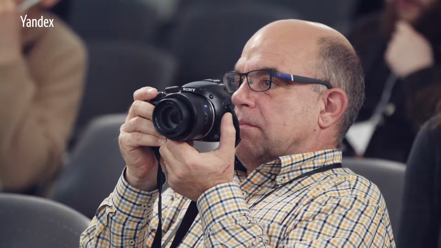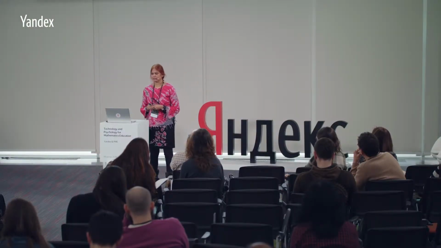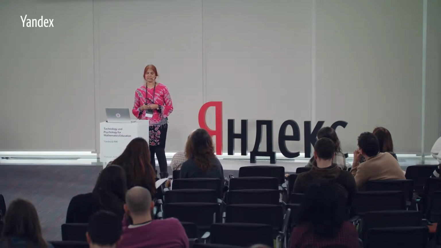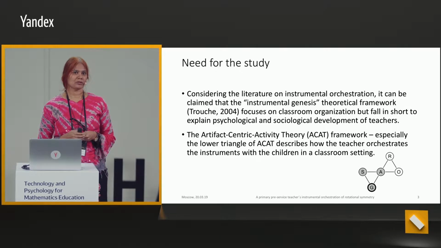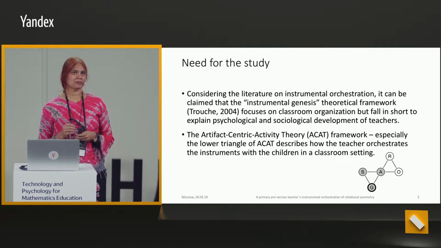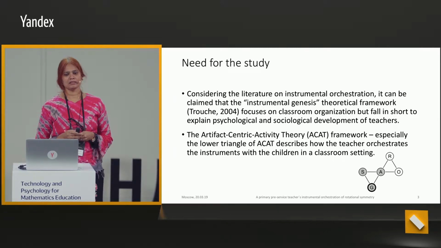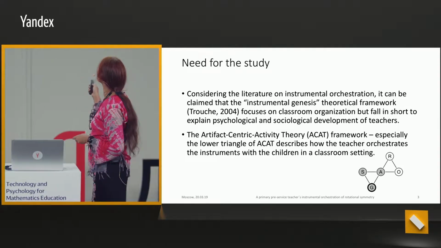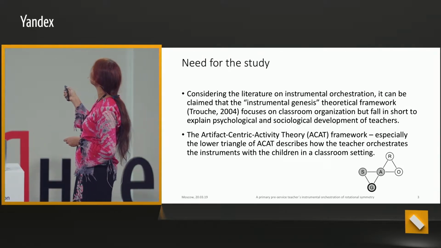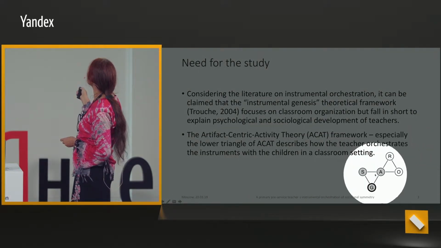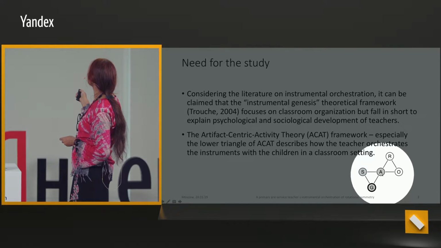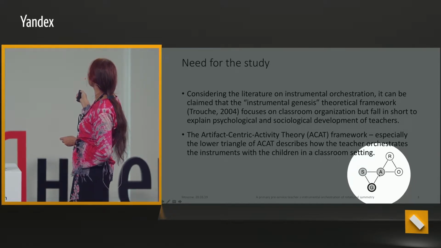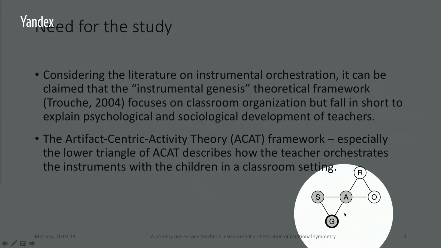Why do we have to conduct this study? I use a theoretical framework here called artifact-centric activity theory. It originated from Germany. Actually, it belongs to the third generation of activity theory. It's a little bit of a variation. The main thing is that this is the artifact-centric activity theory: subject, artifact being the middle, and then object, rules, and G refers to group.